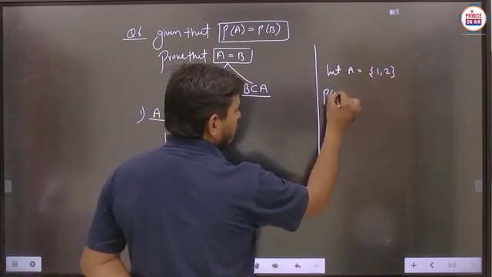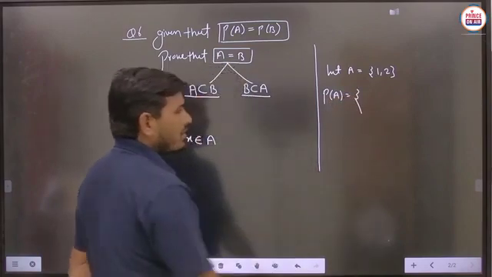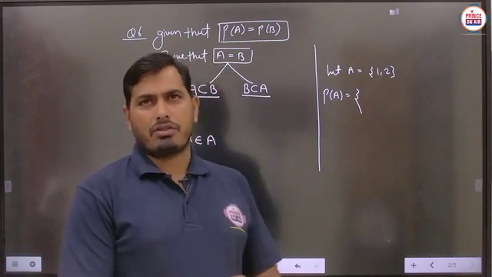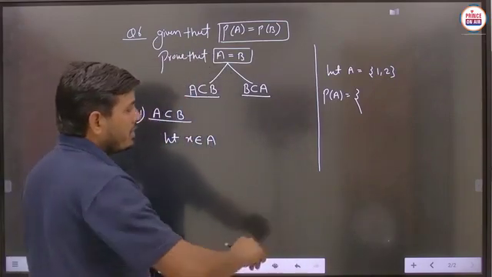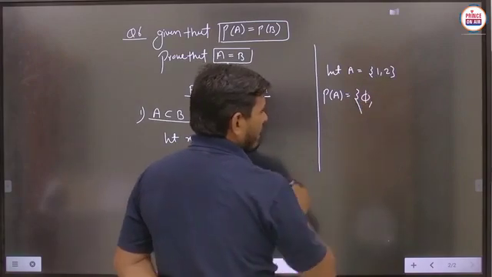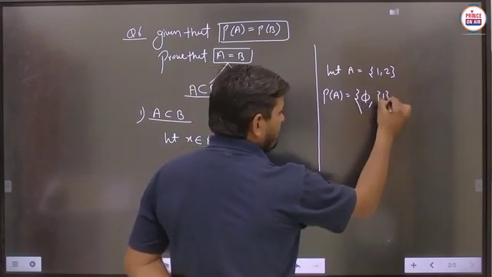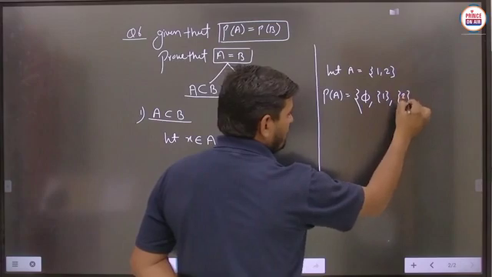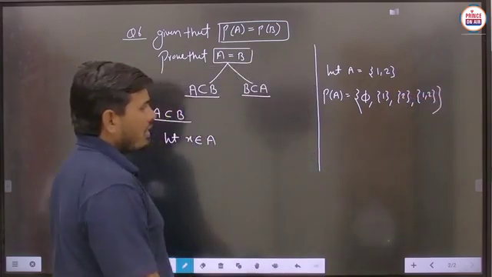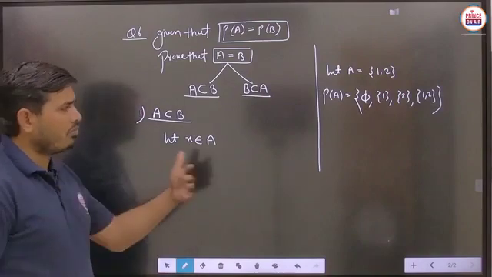So basically student, what is a power set? It is the collection of all subsets. The power set is the collection of all types of subsets. So basically the power set of A, if we have to calculate it, first we write the empty set, next the subset 1, then 2, and after that the set itself, 1, 2. Is it clear?